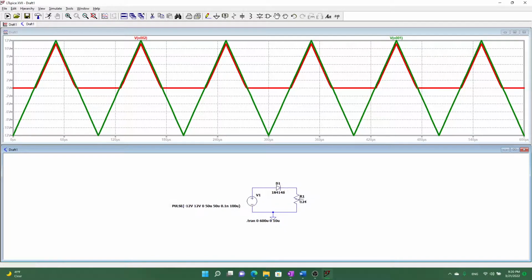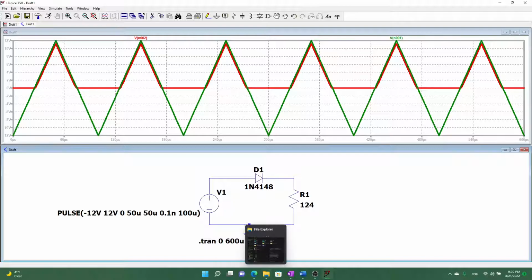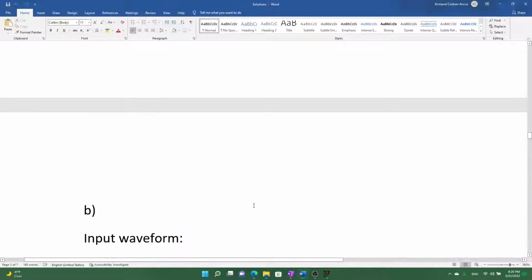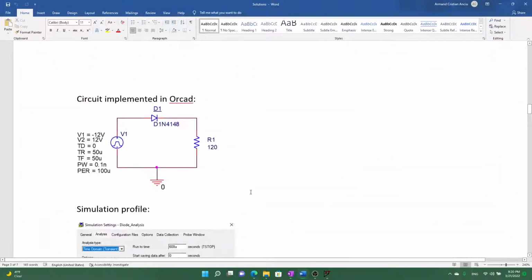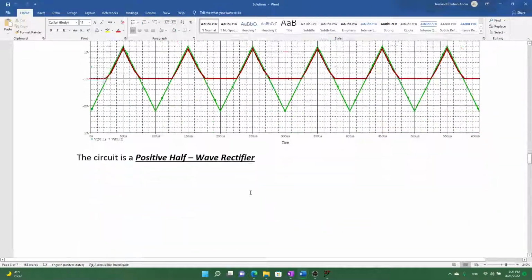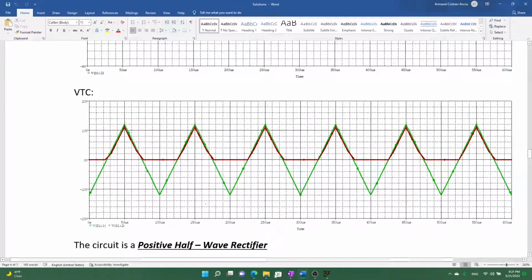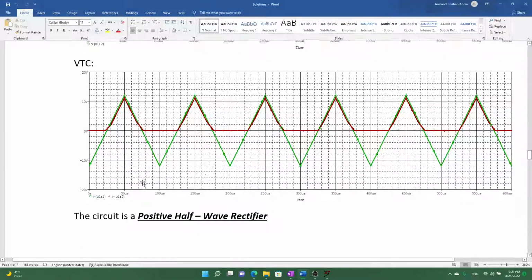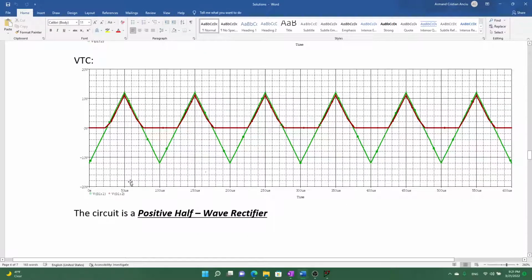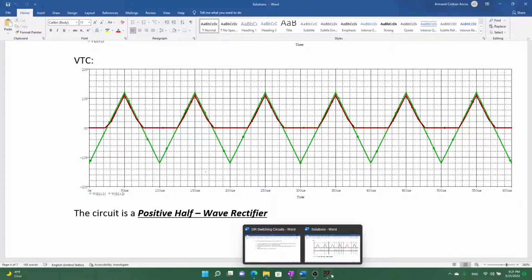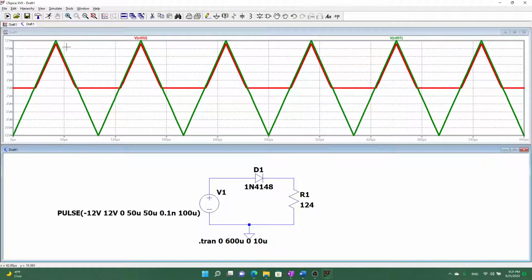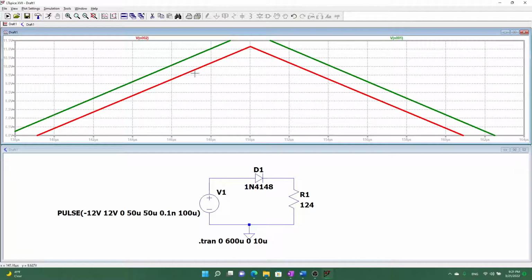So this is why this circuit is called a positive half wave rectifier. You can see the VTC here as well. Because only the positive points of the input signal are found at the output, this is a positive half wave rectifier. And you'll see that it's not a perfect, straight combination between the two.